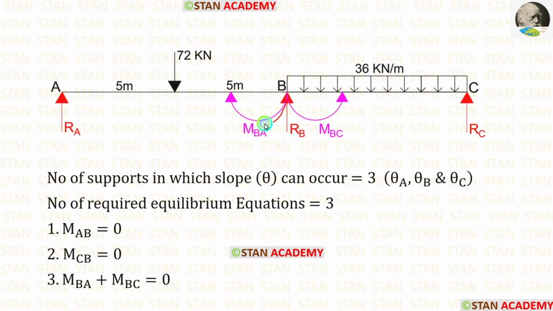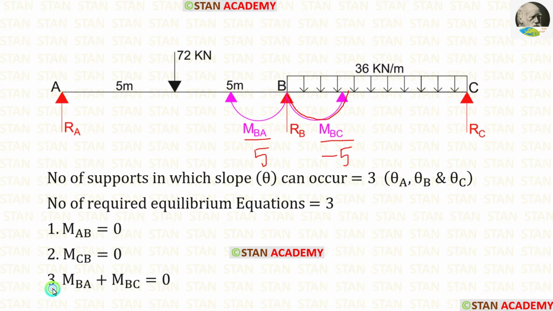One moment will be acting in the clockwise direction and another moment will be acting in the anti-clockwise direction. But both of them will be having the same value. For example, if MBA is 5, MBC will be minus 5. MBC is negative because it is acting in the anti-clockwise direction. When we add MBA and MBC, it will be 0.